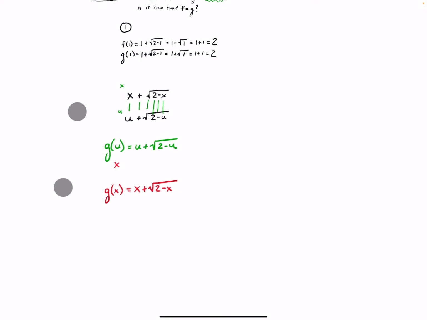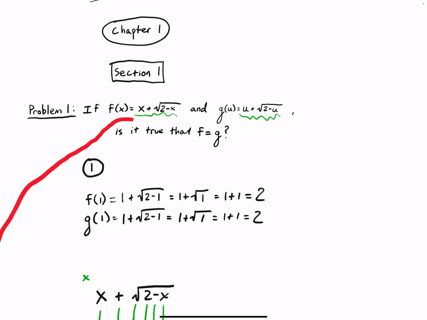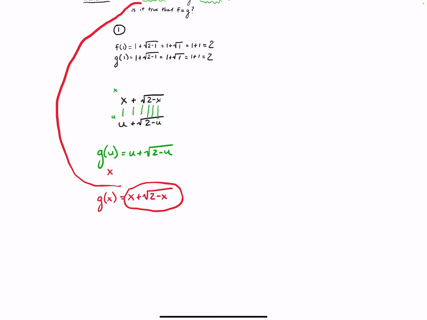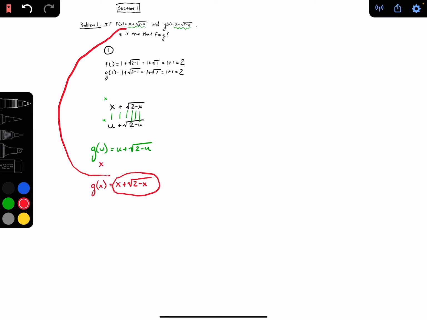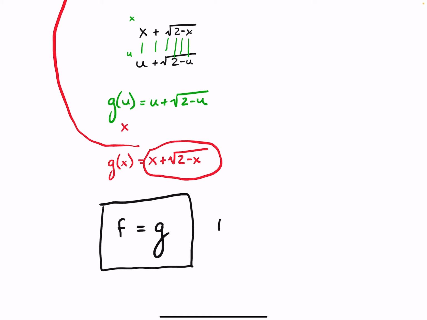Let's just take a look really quick. This looks very similar, if not identical, to f of x, where it says f of x equals x plus the square root of 2 minus x. Here we have g of x equals x plus the square root of 2 minus x. So, after doing all of these tests, we can definitely conclude that the function f is equal to the function g. And this is a true statement.